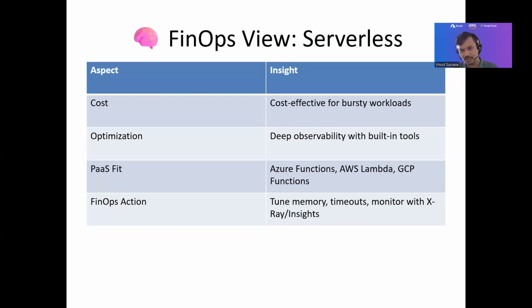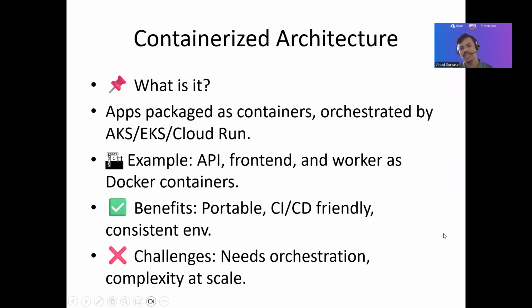On the PaaS side, you can see Azure Functions, AWS Lambda, and GCP Functions. These are a few services which fall under serverless computing across the cloud platforms, and we can leverage them. And on the FinOps actions, we have some options where we can tune the memory, timeouts, and monitoring with X-Ray and Insights. So these are a few insights that can be used to tune and put the FinOps actions together on it.